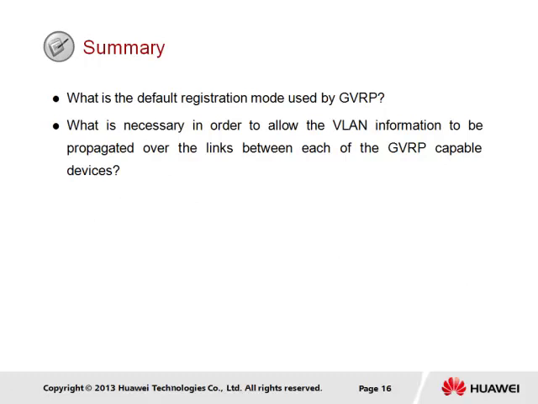The first asks, what is the default registration mode used by GVRP? Well, the normal registration mode is the mode that is used by default. And what is necessary in order to allow the VLAN information to be propagated over the links between each of the GVRP-capable devices? Well, as we may have noticed from the configuration, it is necessary that the link be configured as a trunk link, as is typically found with any VLAN configuration, in order to support the propagation of VLAN information dynamically using GVRP. This is in addition to the need to enable GVRP on the devices through which dynamic registration of VLAN attributes is to be supported.